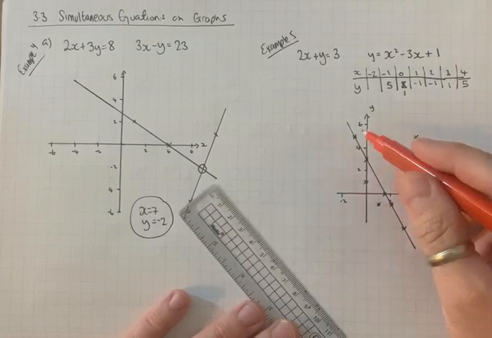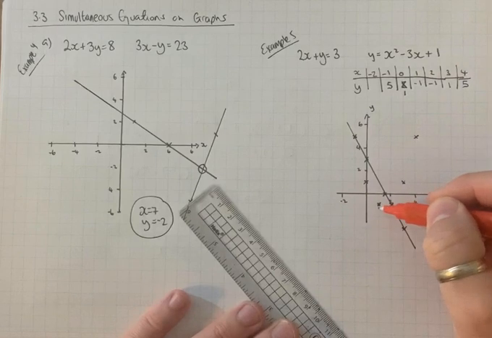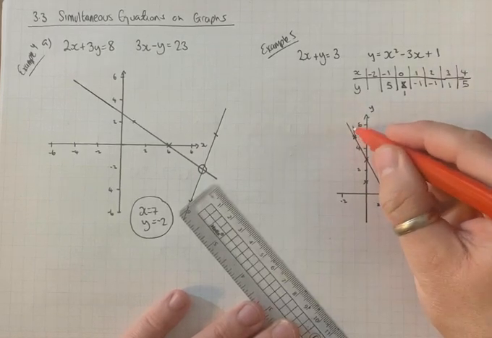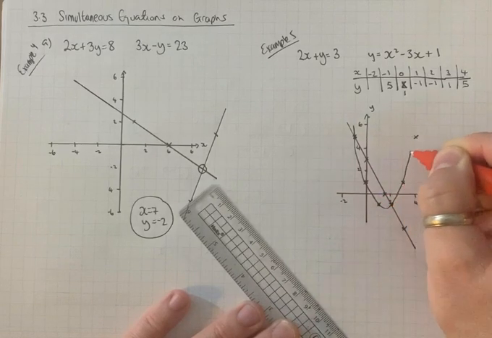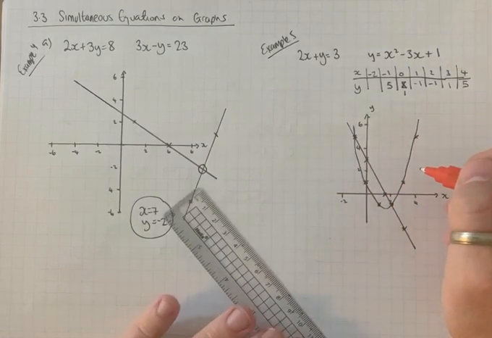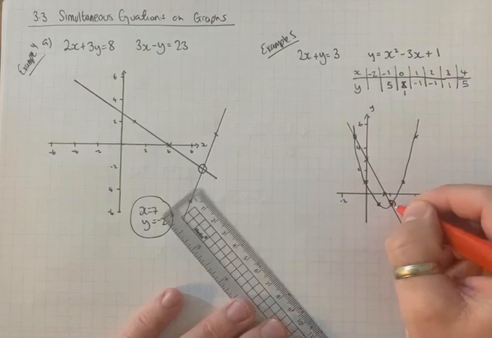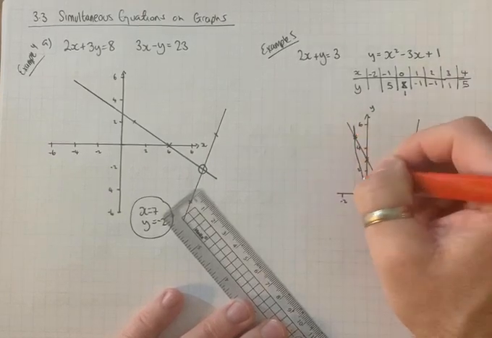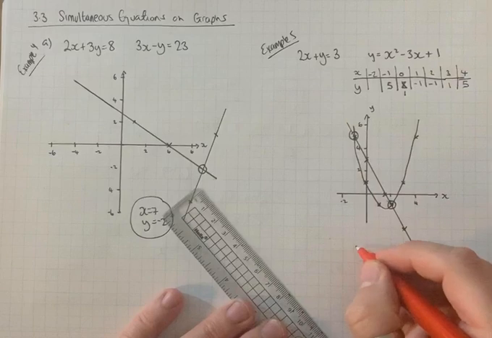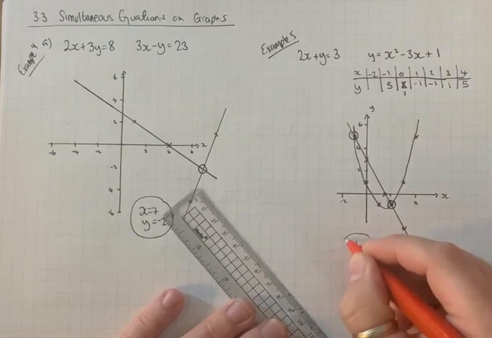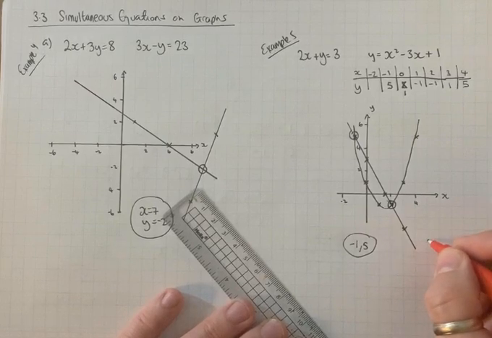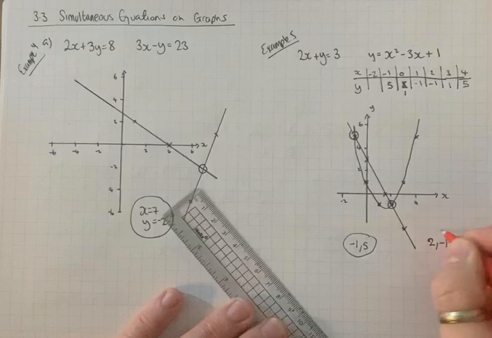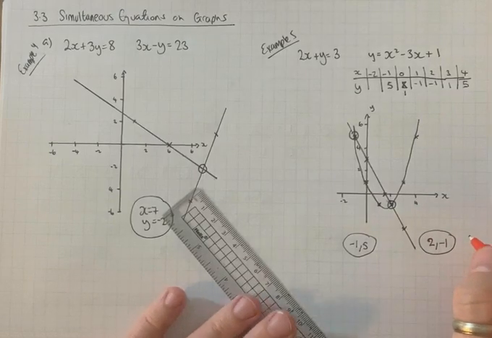Okay, now be careful when you draw this. You don't have a flat bottom, it's going to dip below there. Not the best curve. But anyway, we know the two points of intersection are here, it's a bit dodgy there, and here. So we've got (-1, 5) and we've got (2, -1). Those are two solutions.